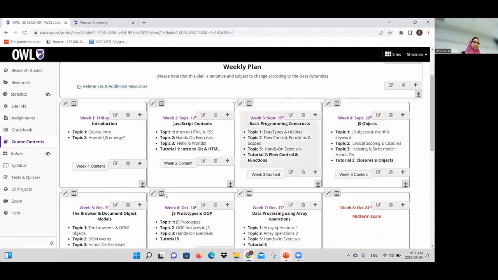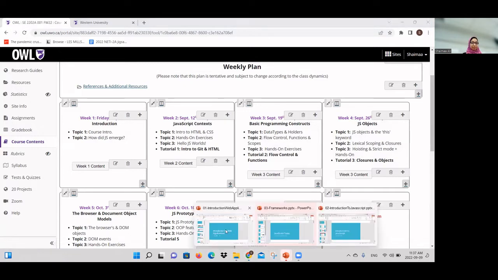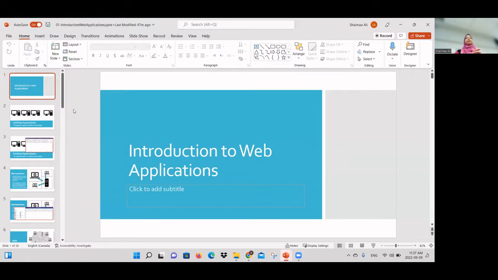All right, so let's start talking about the contents. Now, this course is about JavaScript. Now, the name of the course is Fundamental Scripting Language. But the scripting language that particularly we're talking about here is JavaScript.